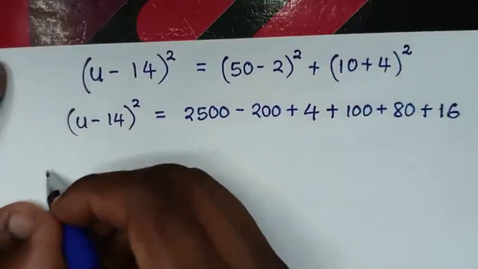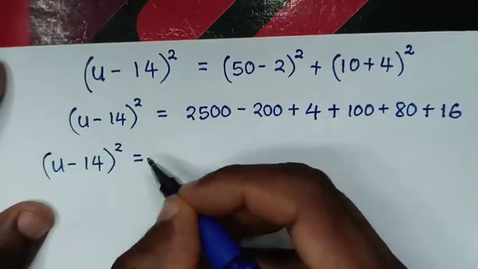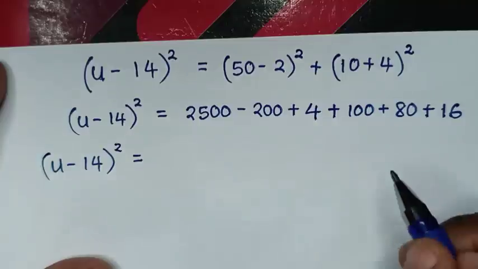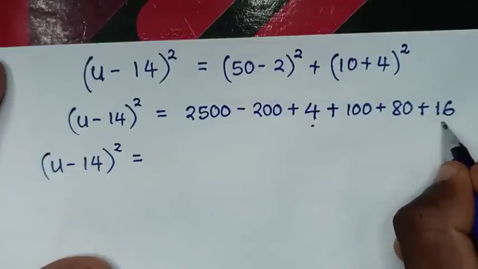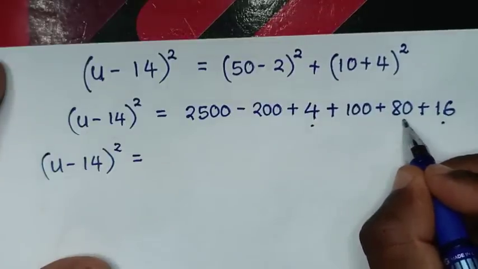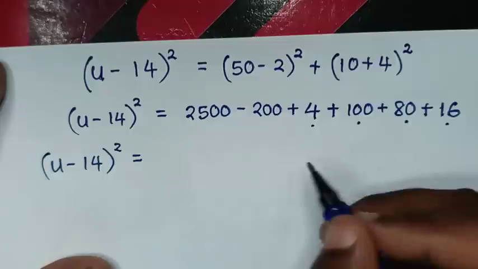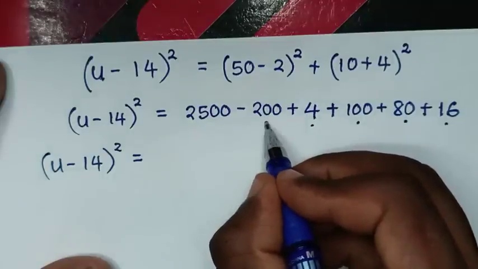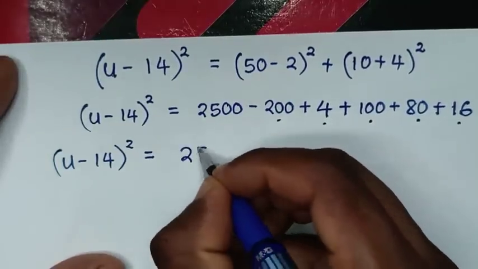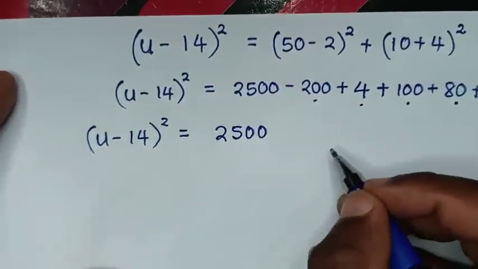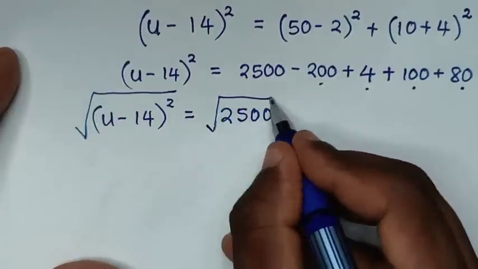Then it will be (u minus 14) squared is equal to, from here we have this 4 plus 16 is 20. 20 plus 80 is 100. 100 plus 100 is 200. 200 minus this 200 is 0. So here we are left with this 2500.